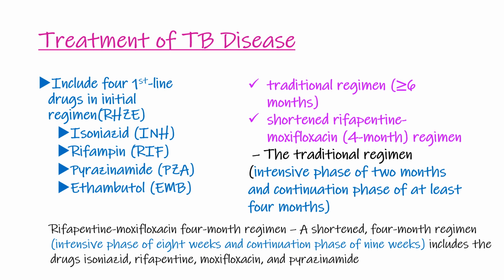Now the treatment of TB disease, where the immune system does not contain the infection and you get TB. This includes the traditional method, still used up to today, where you have 4 drugs: rifampin, isoniazid, pyrazinamide, and ethambutol. In the traditional regimen, you go for an intensive phase where you do all 4 drugs, and a continuation phase where you just do isoniazid and rifampin.